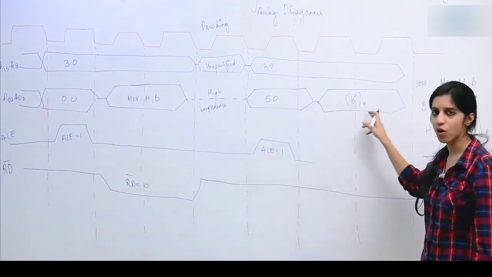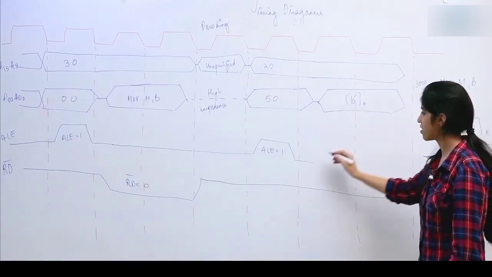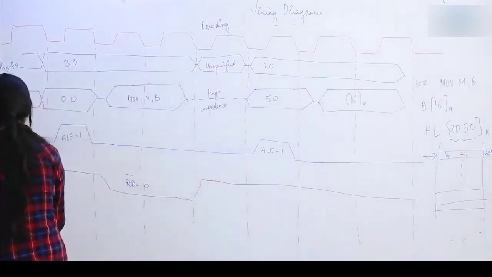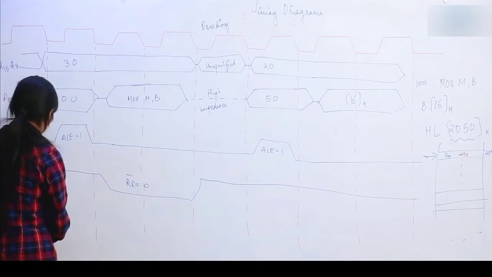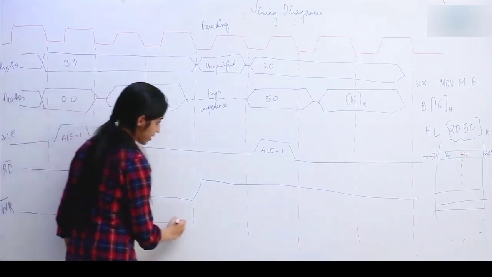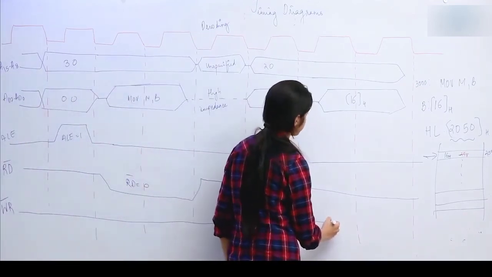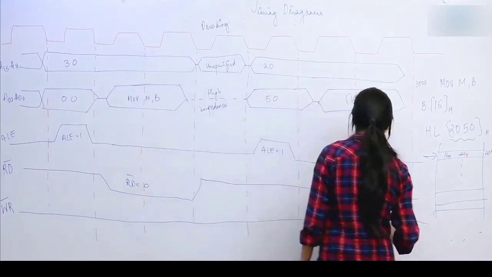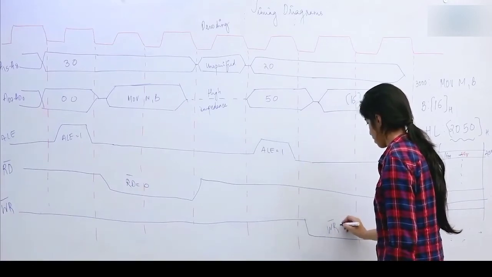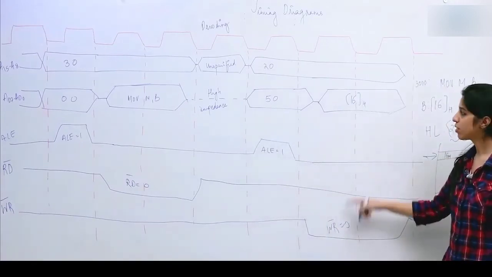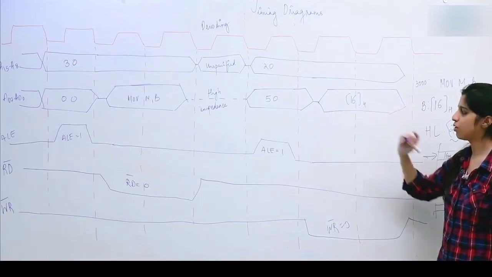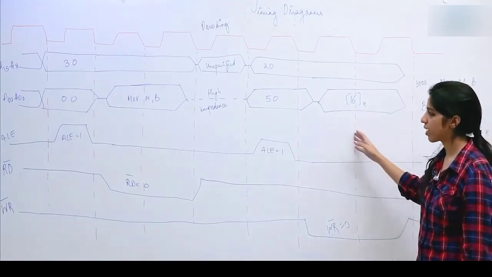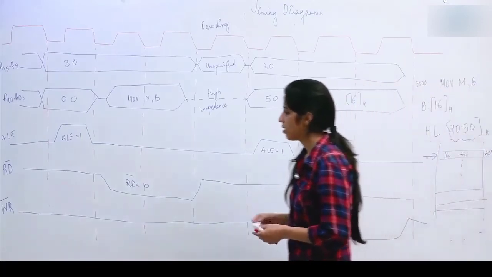16 is the data that you have to write, and to write this data, we use another signal, which is WR, write bar. We are going to make write bar as 0 for this duration. As soon as you make write bar 0, this data is going to be written in the memory location 2050, which was pointed by HL pair. So this is a timing diagram for memory write.